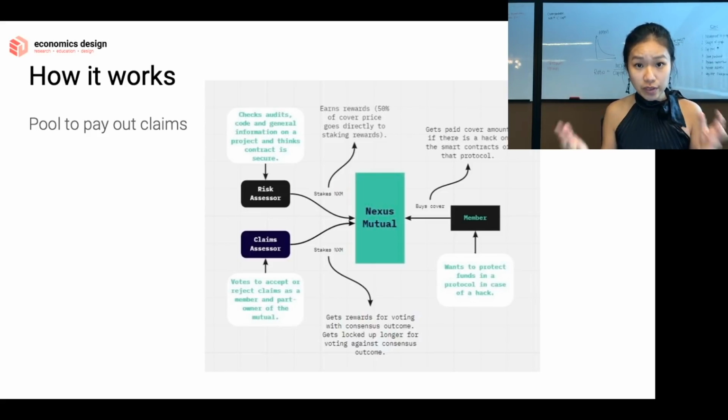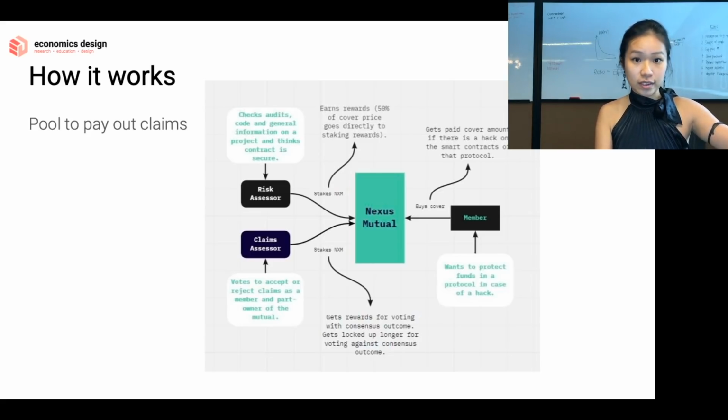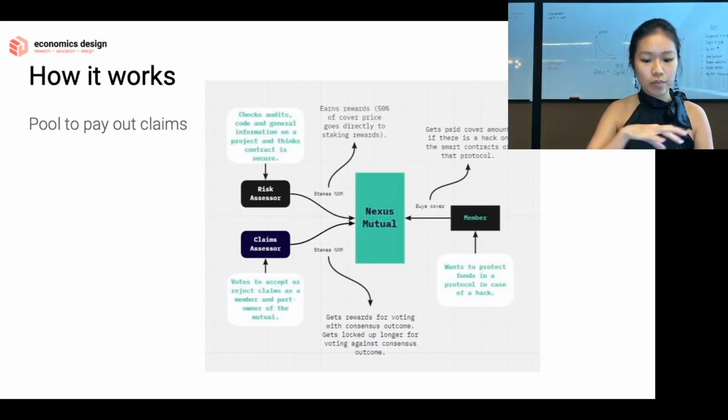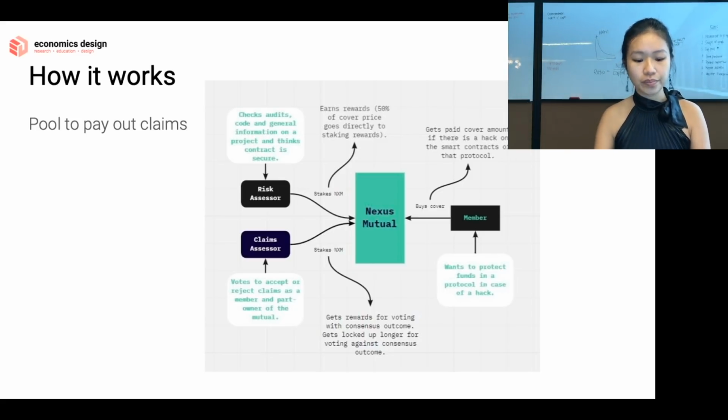And what happens when something goes wrong? When something goes wrong, the money that the risk assessors put in, their stake, they don't get the stake back anymore. The stake will be used to refund the members. And the claim assessors will come in, and they will stake the NXM token, and they will vote yes or no. And depending on that, they will get rewards in NXM tokens.